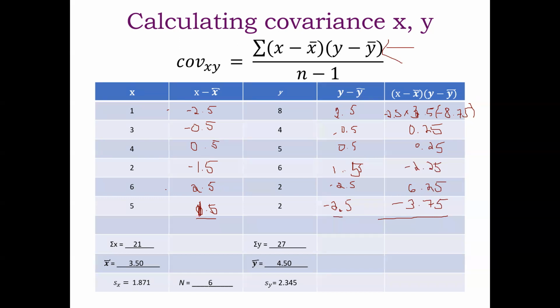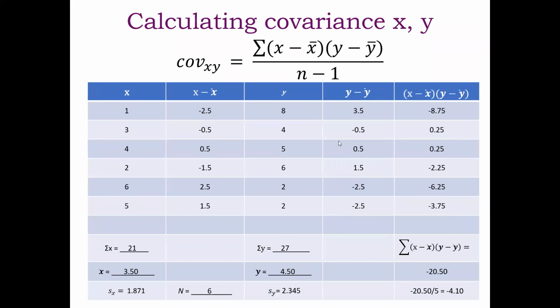Okay, so here's all the work we just did. This is the sum of the deviations, right up here. It's negative 20.5, and then you divide it by n minus 1. So n is 6, minus 1 is 5. So negative 20.5 divided by 5 is negative 4.10. It's a negative correlation. We can already tell that.